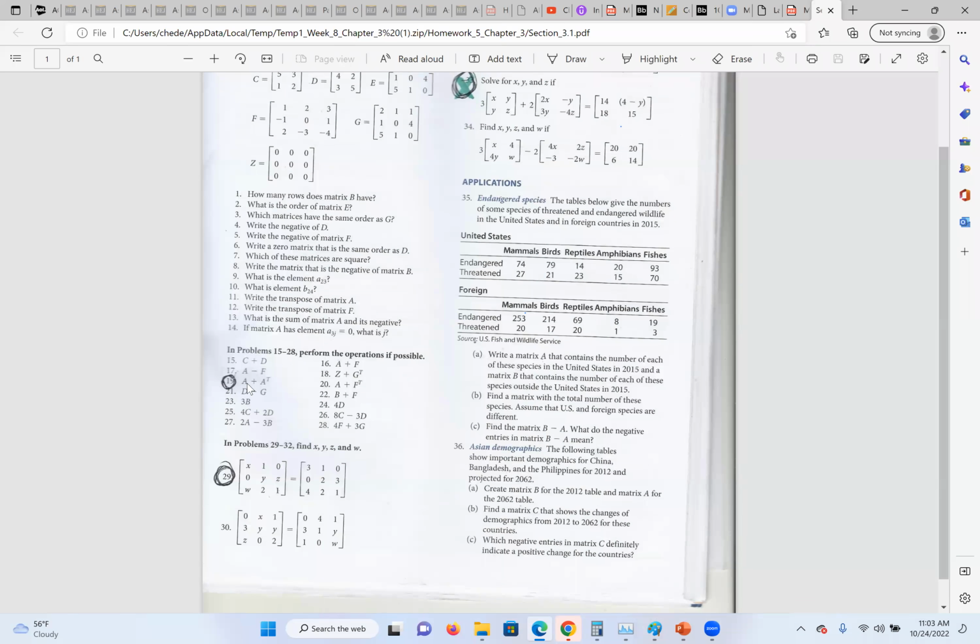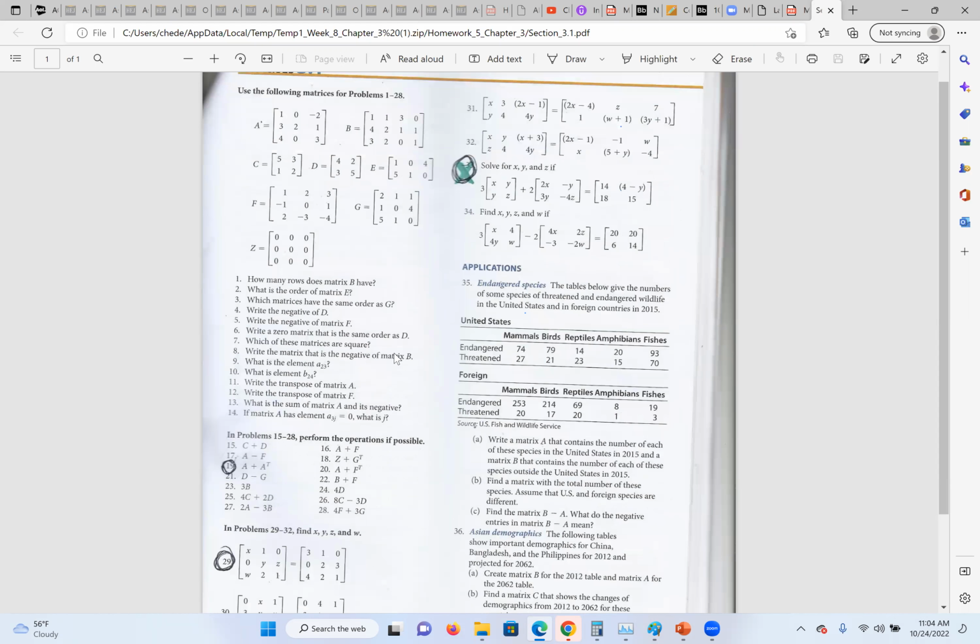Okay, question number 19, they say you should find A plus A^T. The T means A transpose. So A transpose means if you have a matrix A, and they say we should find matrix A plus matrix A^T, the T means A transpose. It means you are going to convert the rows to columns.